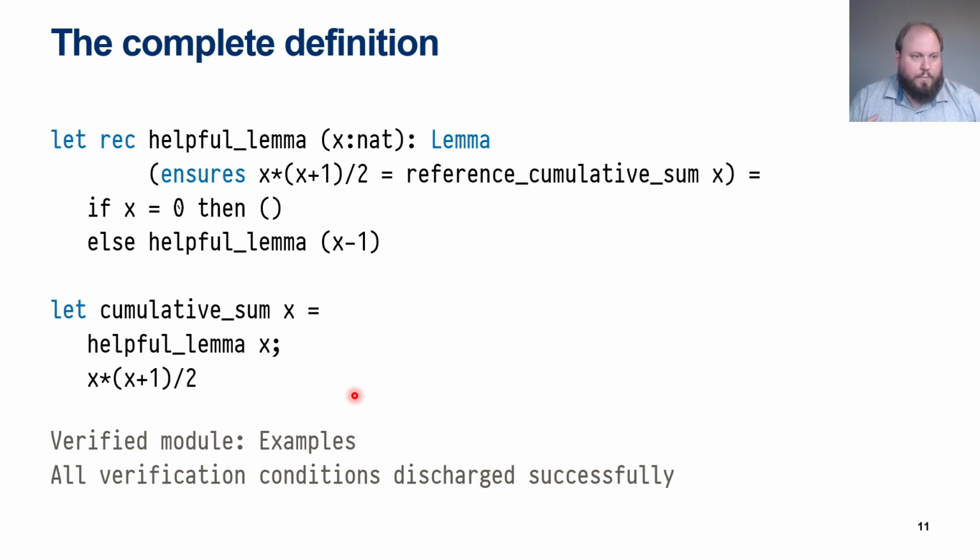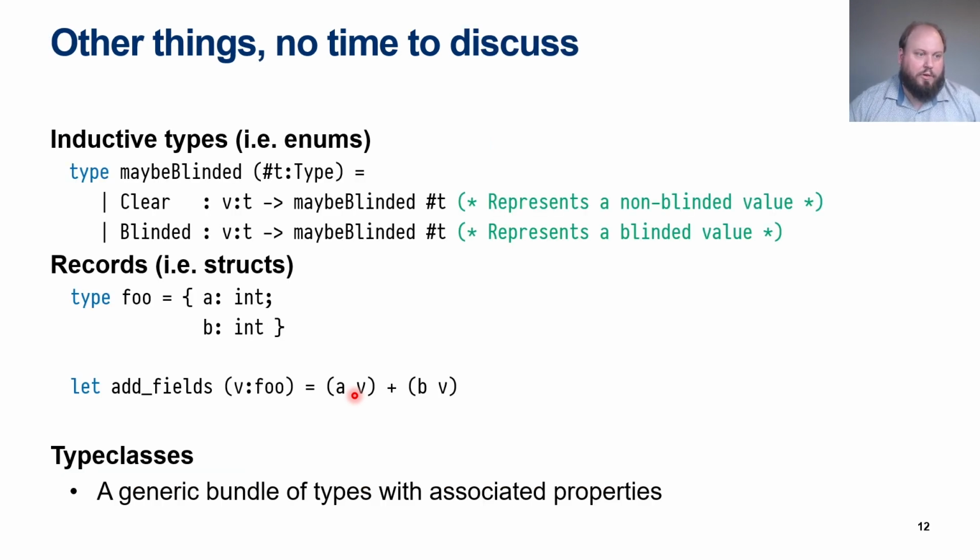So this is a nice little example of how you can prove some basic functions or basic properties about a function in F star. There are other things in the language which we don't really have time to discuss right now, so you can do things like enums using inductive types.